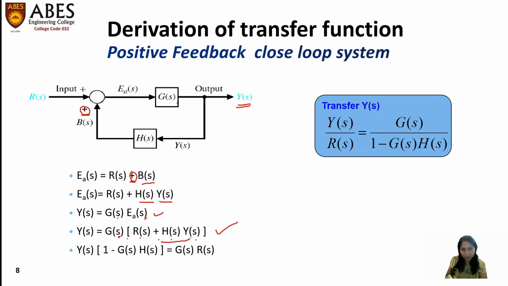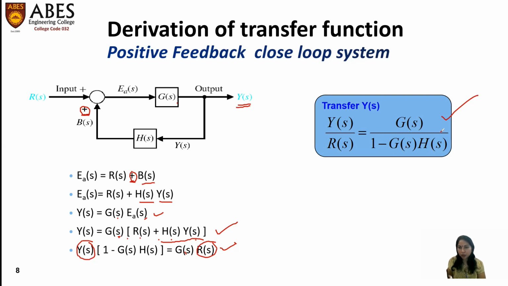Now just take this expression on the left hand side and take Y(s) as common. So you will get this expression. Now just arrange this equation in terms of output upon input. Here output is Y(s) and input is R(s). So just take the ratio of Y(s) upon R(s), we will get G(s) upon 1 minus G(s)H(s). The earlier one was the expression of negative feedback. This is the expression of the positive feedback closed loop system.